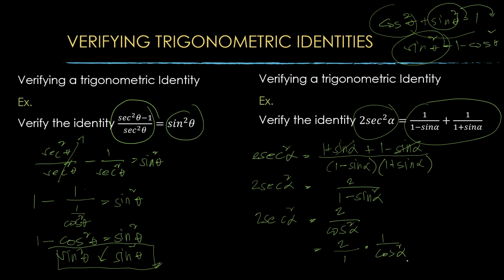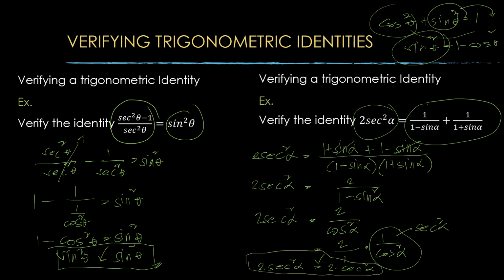But what is 1 over cosine of alpha squared equal to? That is equal to what? Secant of alpha. So you'll be left with 2 times secant of alpha squared, equal to 2 times secant of alpha squared. Indeed, they are equal. Okay? Proven.